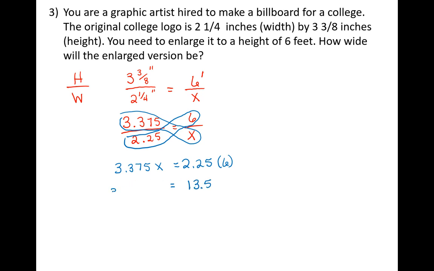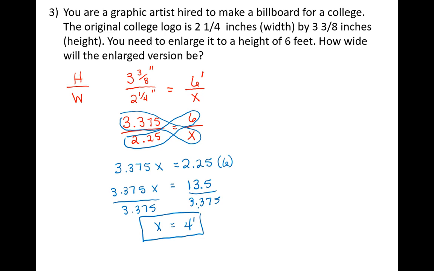And this is 3.375 times x. I need to finish, so I divide by 3.375. And that just gives me 1x equals 4. So the answer is it needs to be 4 feet wide.